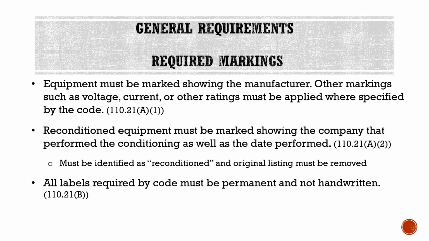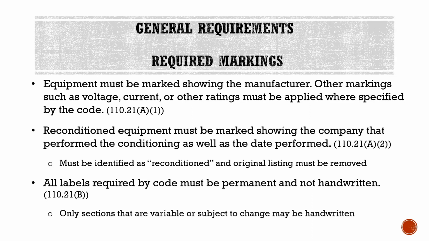And a good note on all this labeling and marking we've been talking about is that all labels required by the code must be permanent and not handwritten. Now we do have one exception to this, which is that sections that are variable or subject to change may be handwritten. A good example of where you're going to have this exception is for panel schedules.